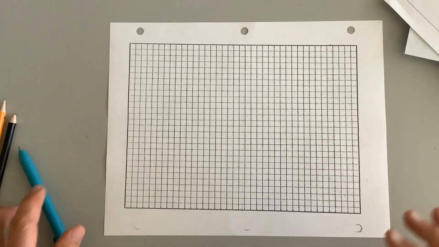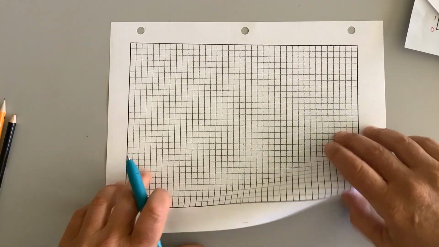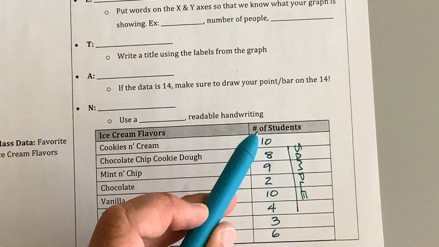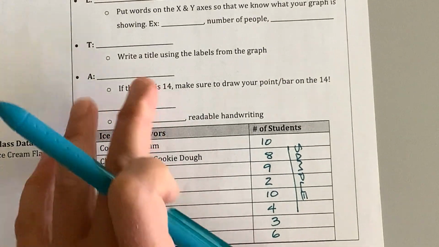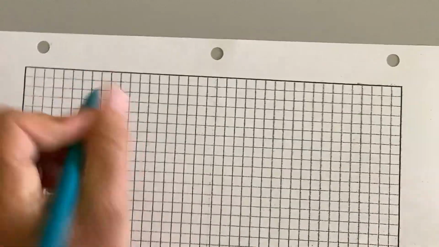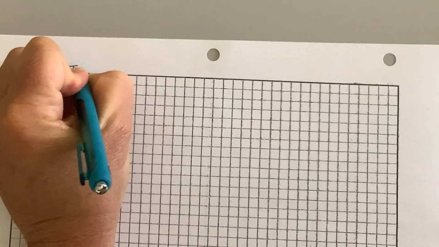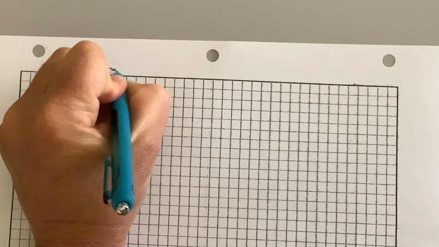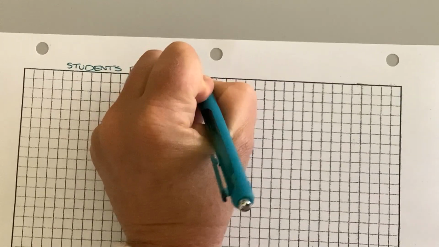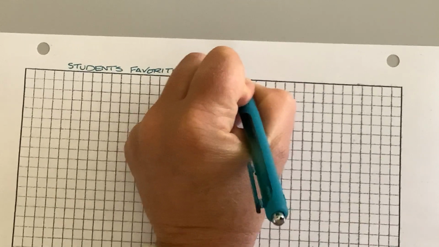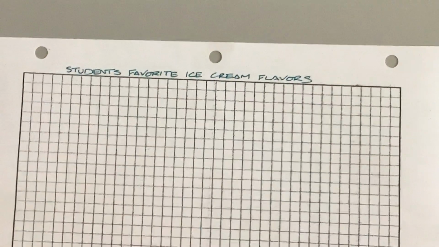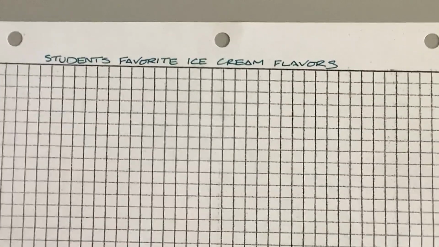All right, so let's start off with a title. The title, what is this all about? This is about, I can look out right here. This is about my students' favorite ice cream flavors. So what I'm gonna do is I'm gonna put here, students' favorite ice cream flavors. All right, students' favorite ice cream flavors.